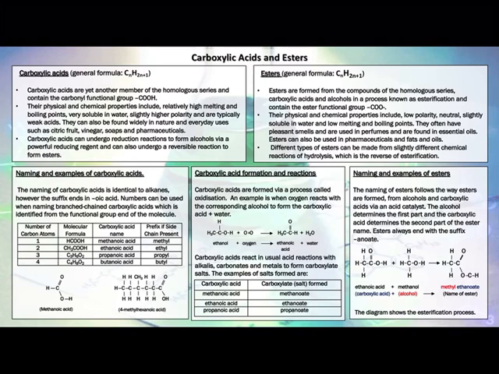Esters are formed from compounds of the homologous series, so they're actually formed from carboxylic acids and alcohols in a process known as esterification, and they contain the ester functional group. The naming of esters follows the way the esters are formed, so from the alcohols and the carboxylic acids via an acid catalyst. So the alcohol determines the first part of the name, and the carboxylic acid determines the second part, which you can see. And esters always end with the suffix -ate.